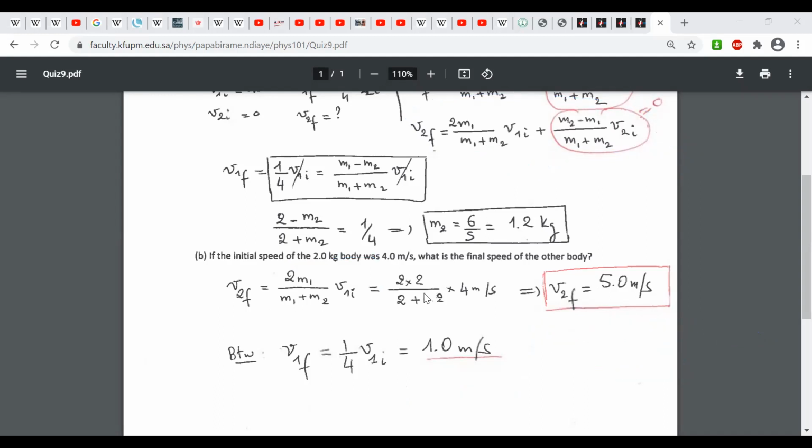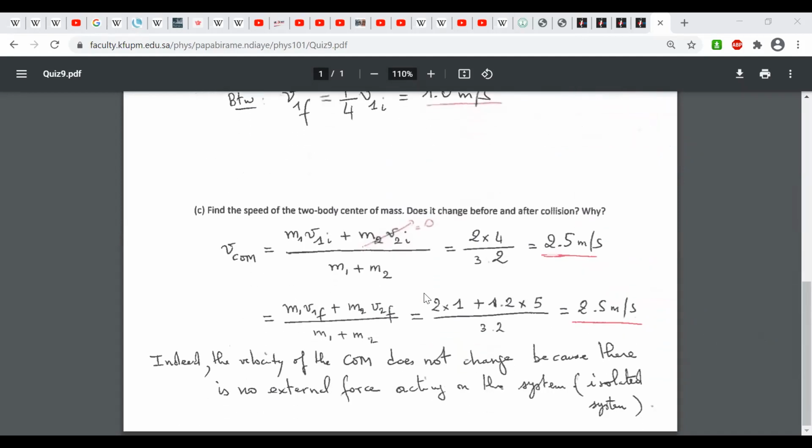Good. Now, finally, let's go to the last question, which is even more important. Find the velocity of the two-body center of mass. Does it change before and after collision? As we said in class, the velocity of the center of mass does not change because of collision. And this is coming from conservation of linear momentum, which is coming from net force equal to 0. Collision does not change the velocity of center of mass.